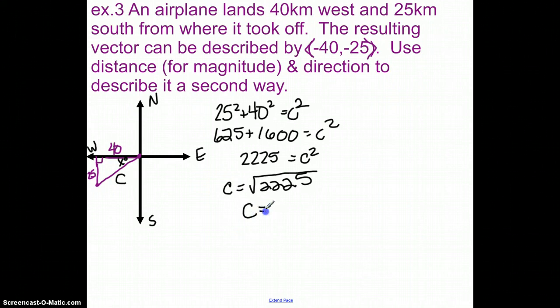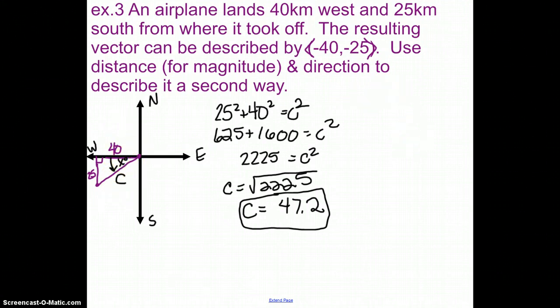So if I did C here, it's 47.169, it keeps going. So let's just do 47.2. So that's how long this actually is. That's the magnitude. Now my job is to find the degree, because this is going to be one of those that kind of combines the first and the second problem we did here.